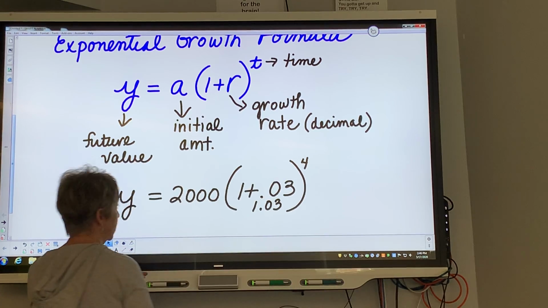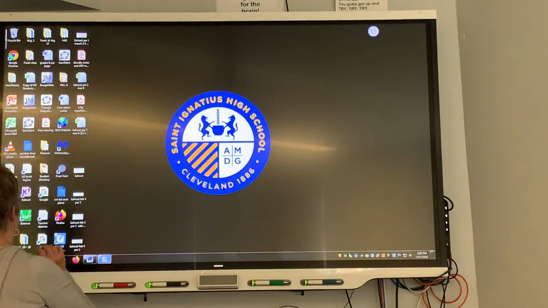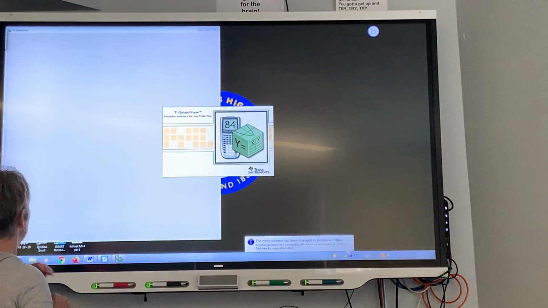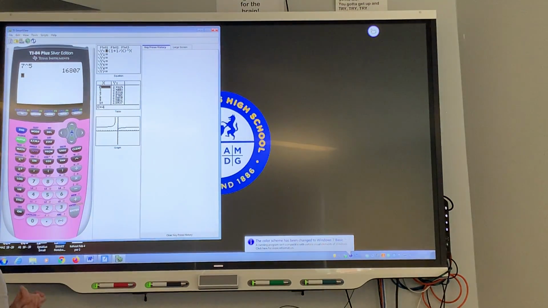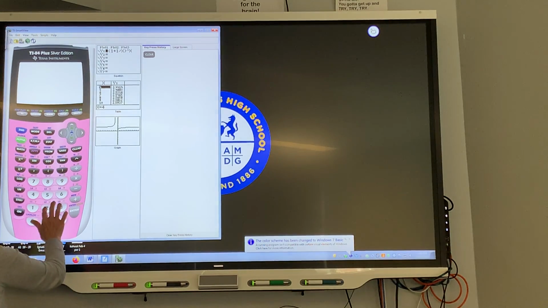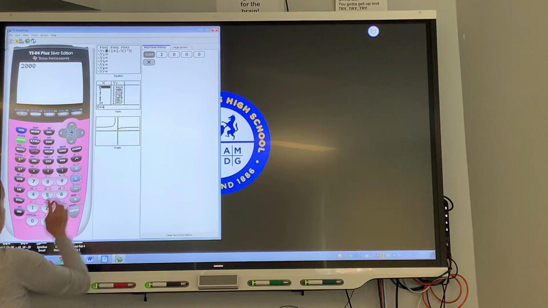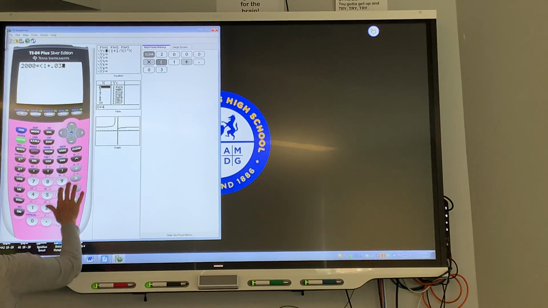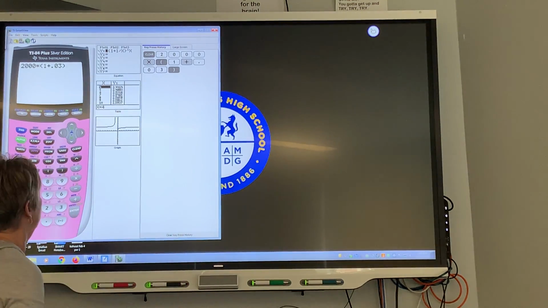So let me show you how to do this on your calculator. So I'm going to get rid of that, and I'm going to pull up my calculator. And I'm just going to type everything in exactly as the formula says. So I want to multiply 2,000 times, I'm going to put parentheses in just like we did, and I'll even put in 1 plus 0.03, although we know that is just 1.03. If you want to just put 1.03 there, you can.